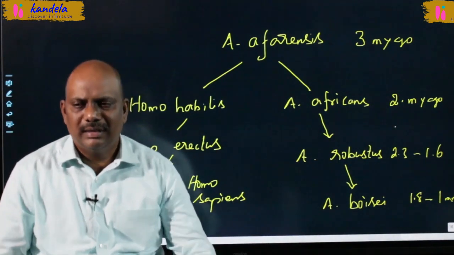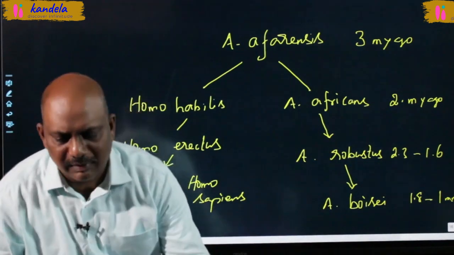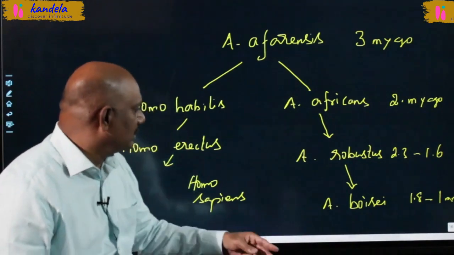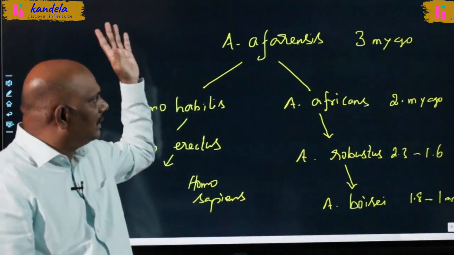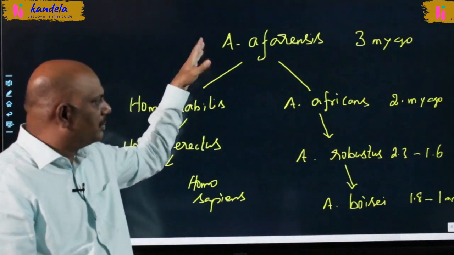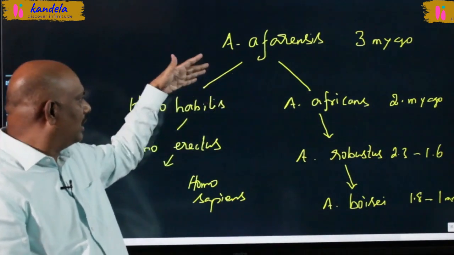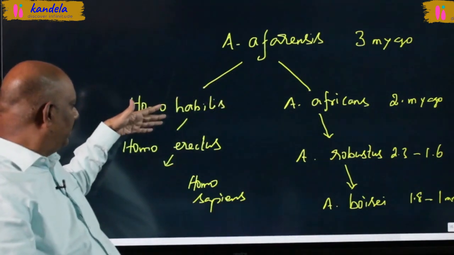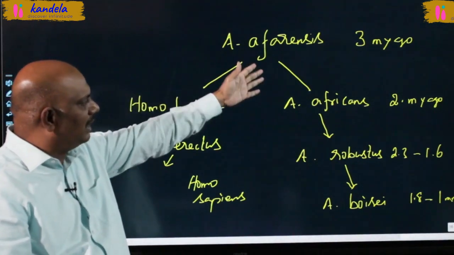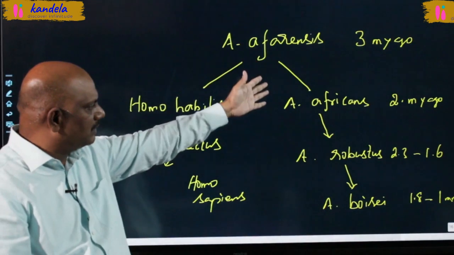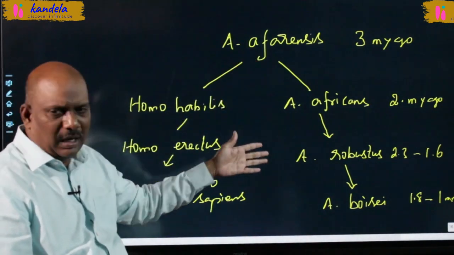Okay, so this is the two-branch theory given by Donald C. Johanson and Timothy White. That is, the Australopithecus afarensis got split into two. One line evolved into Homo habilis, Homo erectus, and then Homo sapiens, while the other line evolved into africanus, robustus, and boisei.